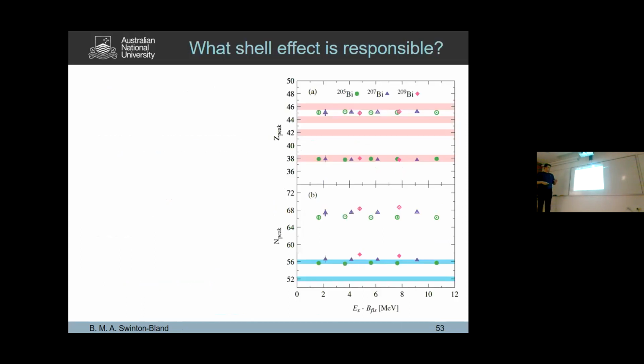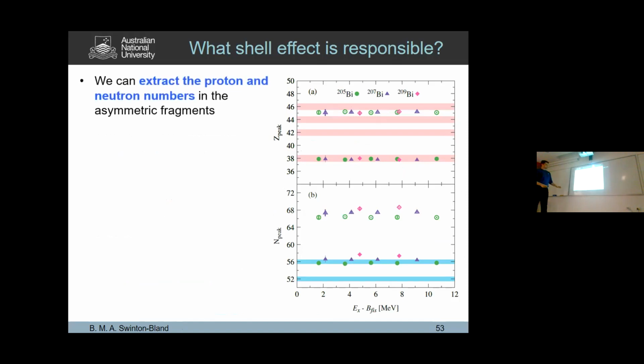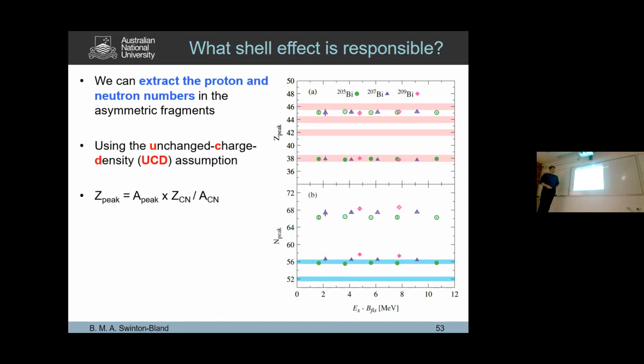So let's go on to the determined proton and neutron numbers in our mass asymmetric peaks. Now, we can extract them from the fits, and we can extract them using the unchanged charge density assumption, using a nice simple equation like this, where CN means the compound nucleus. So we're taking the bismuth proton number over the total number, basically looking at the ratio of protons and neutrons in the compound system.